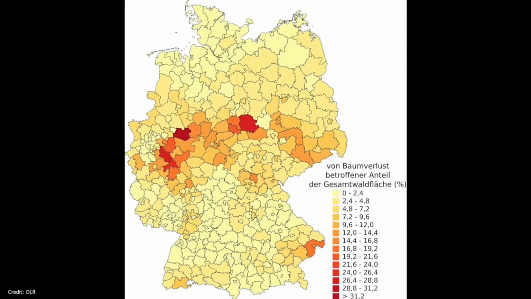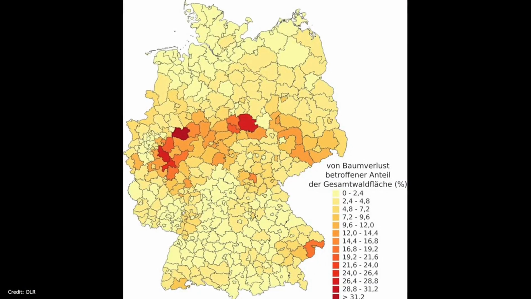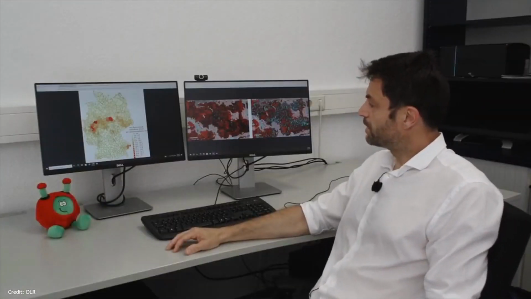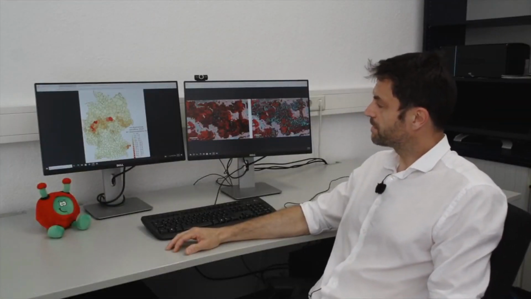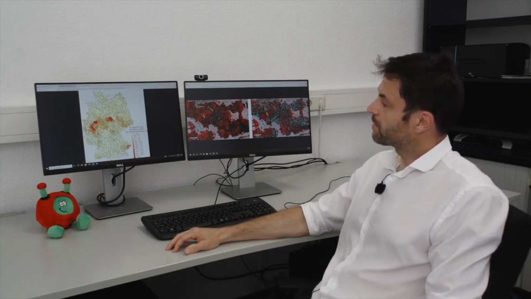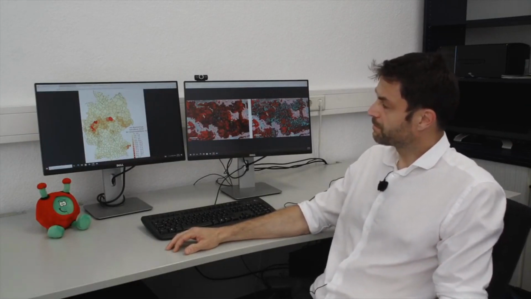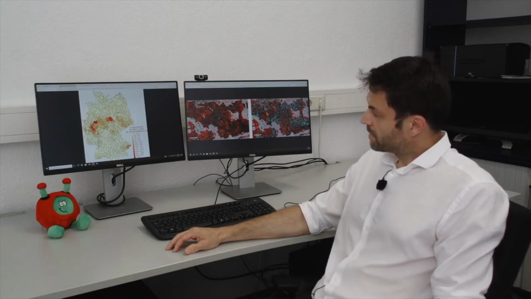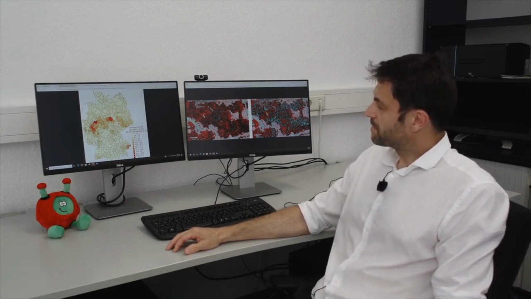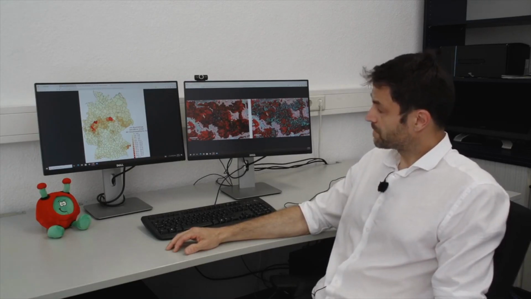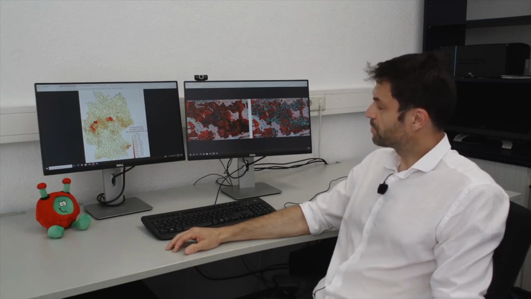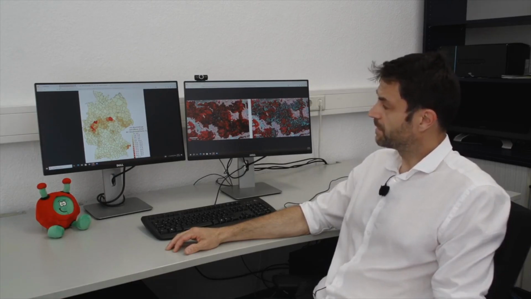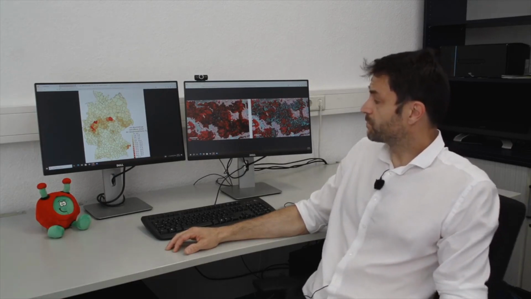The results of the study make it possible to capture spatial and temporal changes in forest areas across Germany. This map shows the forest losses per district in Germany for the period from early 2018 to early 2021. And in the red colors, you can identify the districts where the damages are the greatest. And when you look at the numbers, up to a third of the forest area has disappeared in some districts.